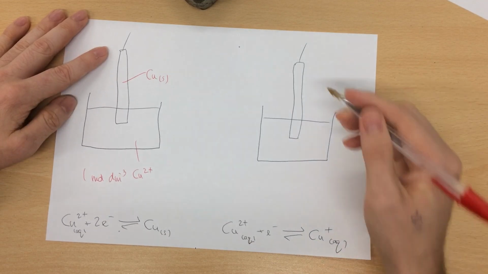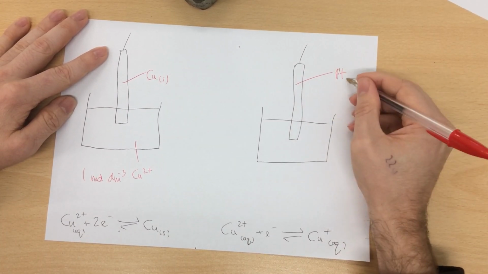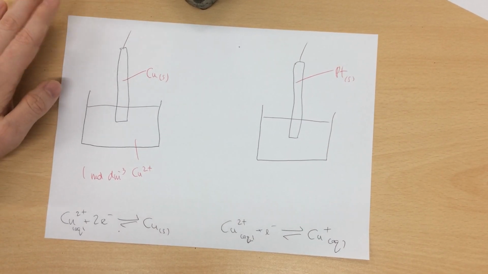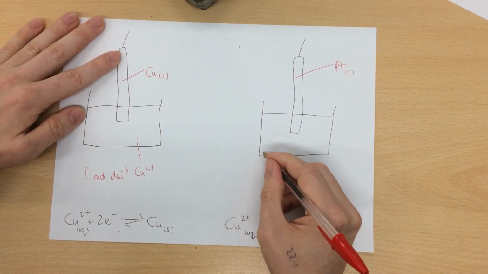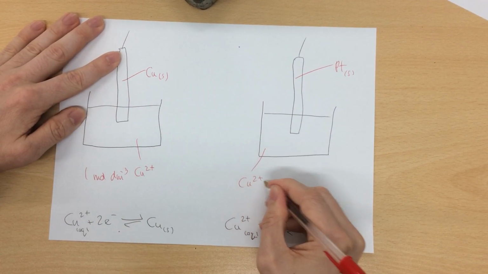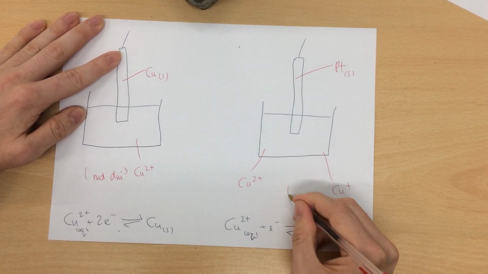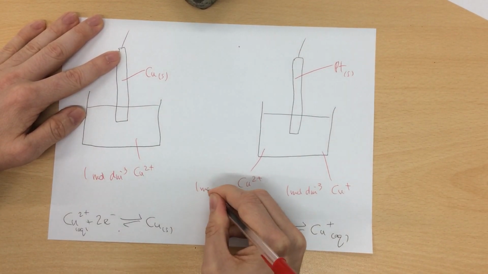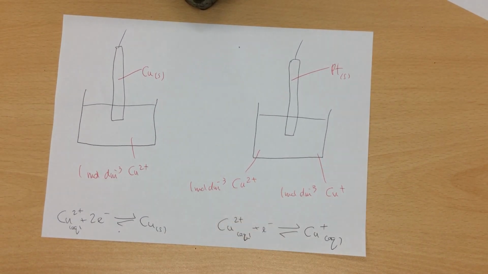So instead, we're going to make it out of platinum, and we do that because platinum is inert. So it won't get in the way of any of your reactions. It won't do any side reactions. And then each of our ions needs to go in the solution. And again, if this was under standard conditions, they'd both need to be 1 mole per decimeter cubed. So write that next to both of them, not just one.